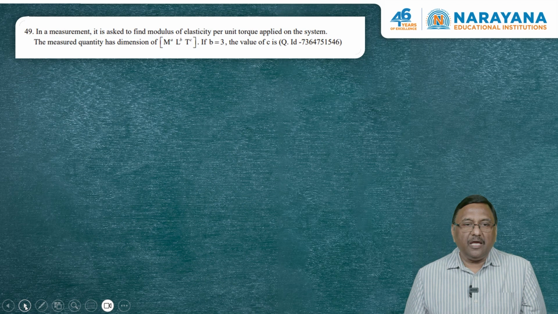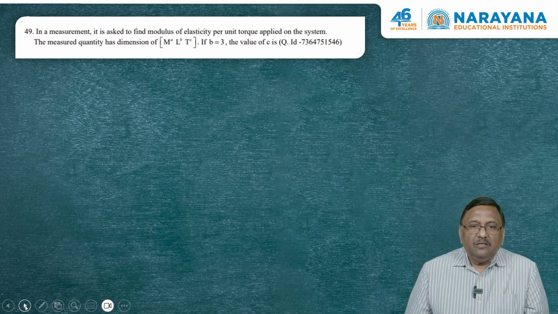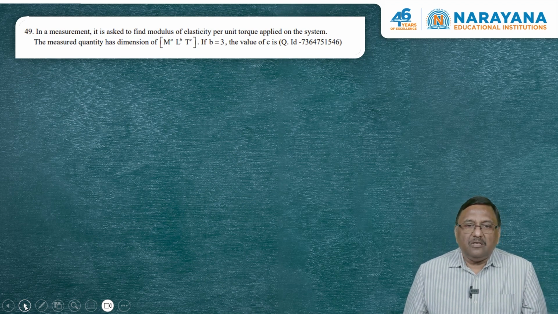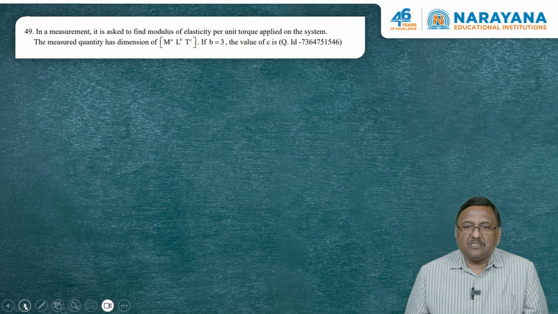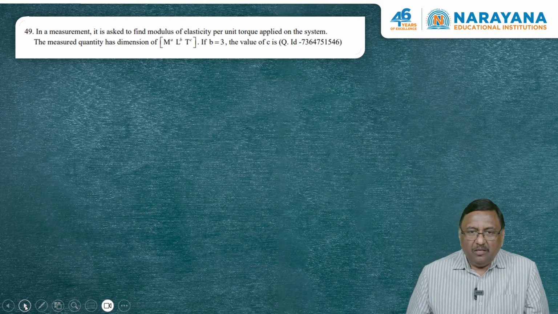Question number 49. He is saying in a measurement, it is asked to find the modulus of elasticity per unit torque applied on the system. The measured quantity has a dimension, so it is a dimensional formula question. It is written as M to the power a, L to the power b, T to the power c. If b is 3, the value of c is equal to how much?